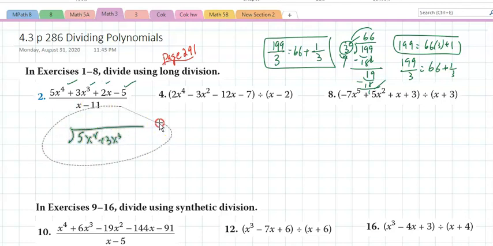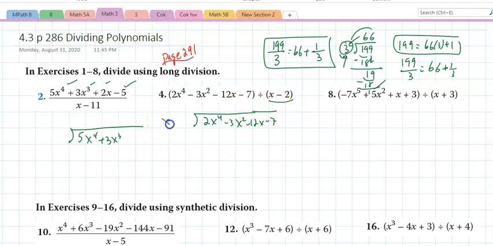Actually, I'm sorry. I want to do number 4 first. So let me leave this alone. Let's get to number 4. I forgot about that. 2x to the 4th minus 3x squared minus 12x minus 7, divided by x minus 2.